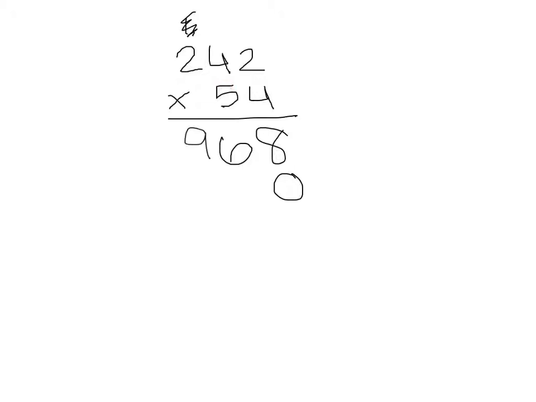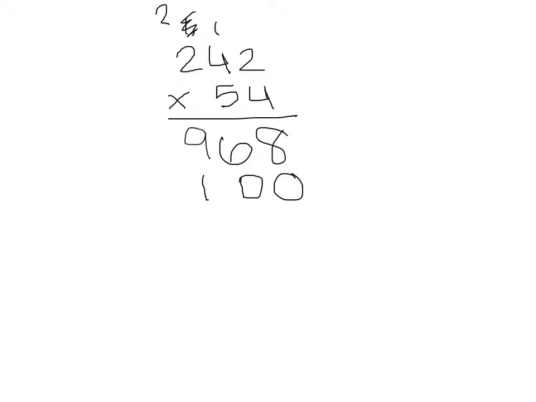Now, we do 5 times 2. 5 times 2 is 10. Of course, we'll write the 0 and carry the 1. Now, we'll do 5 times 4. 5 times 4 is 20. But we have to add the 1 we carried. 20 plus 1 is 21. We write the 1 and carry the 2.